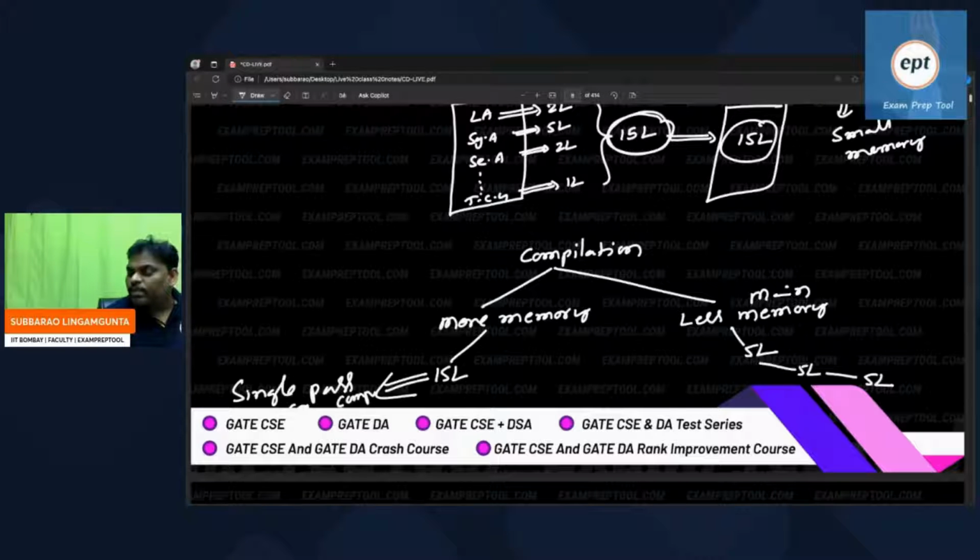If you do total compilation in multiple rounds, that is called a multi-pass compiler.